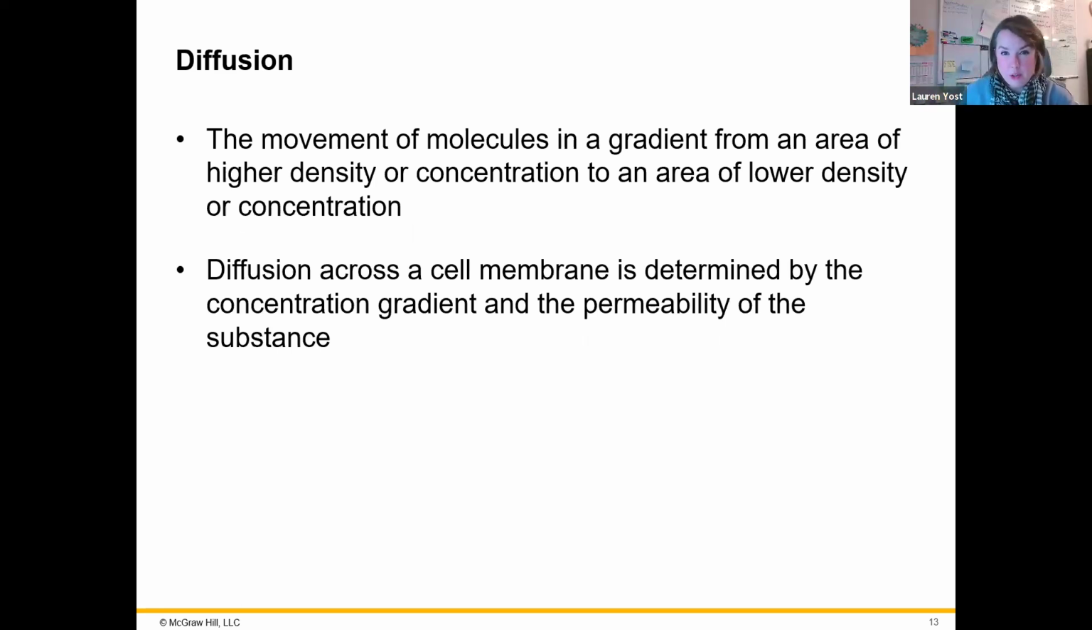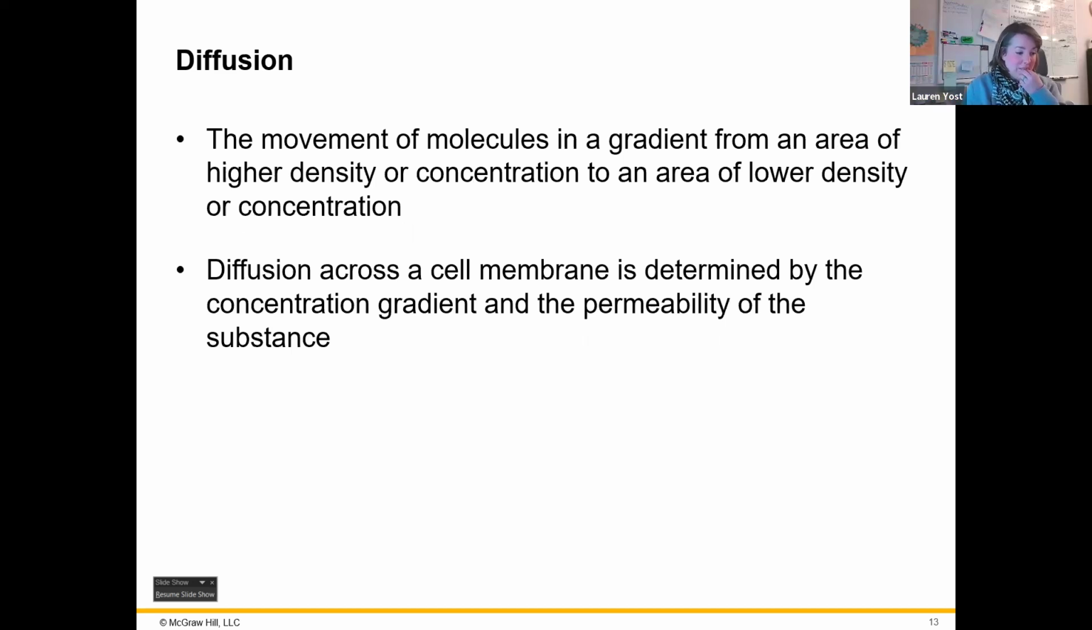The first principle we have to understand before we get into how things cross the membrane is just general diffusion. Diffusion is the movement of molecules basically with a gradient. So in a gradient fashion, from an area of high concentration to low, and we're trying to get it all equal everywhere.